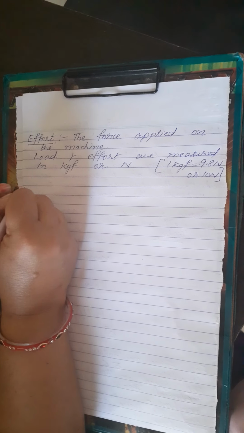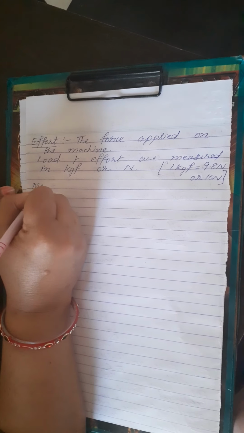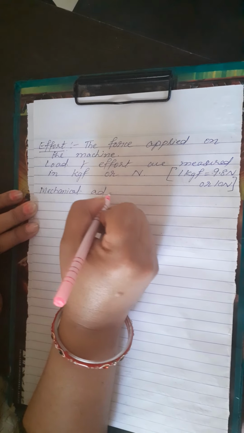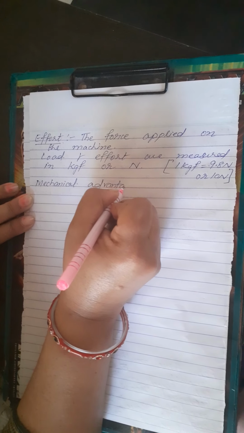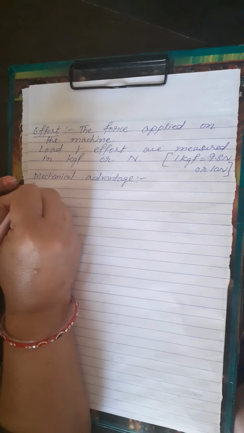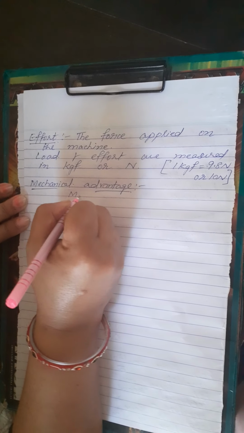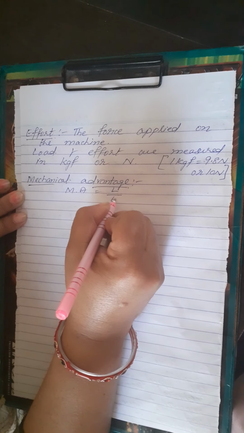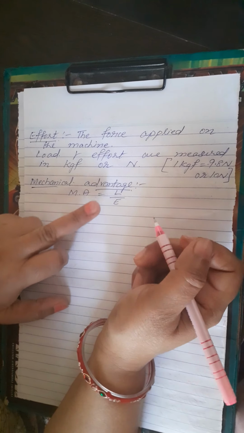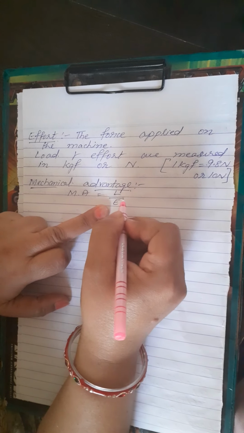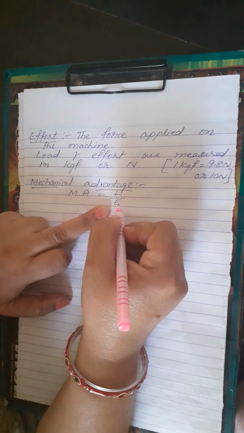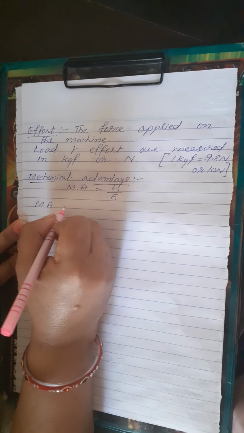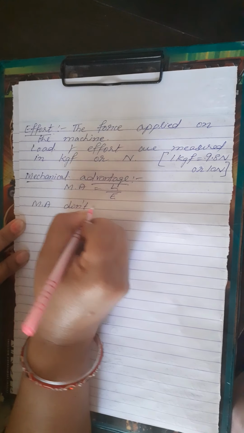Next word is beta mechanical advantage. What is it? It is the ratio of, I am writing in short form, mechanical advantage is the ratio of load to effort. As it is the ratio of two same quantities, because load and effort will be having same unit, so mechanical advantage don't have any unit.